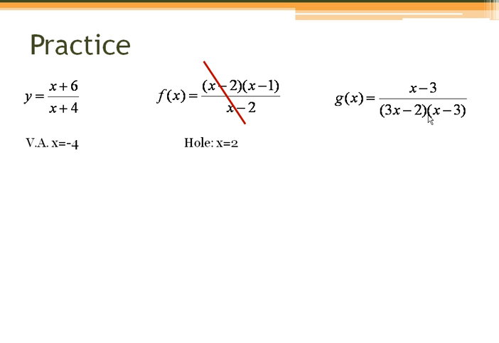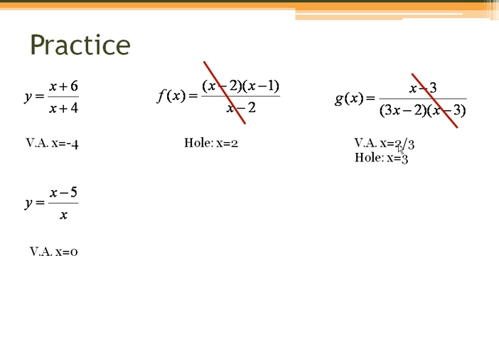And the last one: numerator's good. The denominator can be factored into 3x minus 2 and x minus 3, and you notice that you can cross these out, so we would have a hole at 3. The other one that doesn't cancel out gives you a vertical asymptote, so you set that equal to 0, add 2, divide by 3, and you get a vertical asymptote when x equals 2/3.